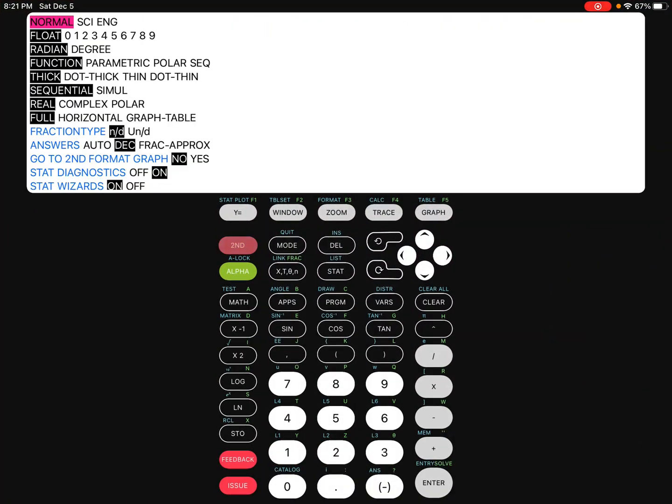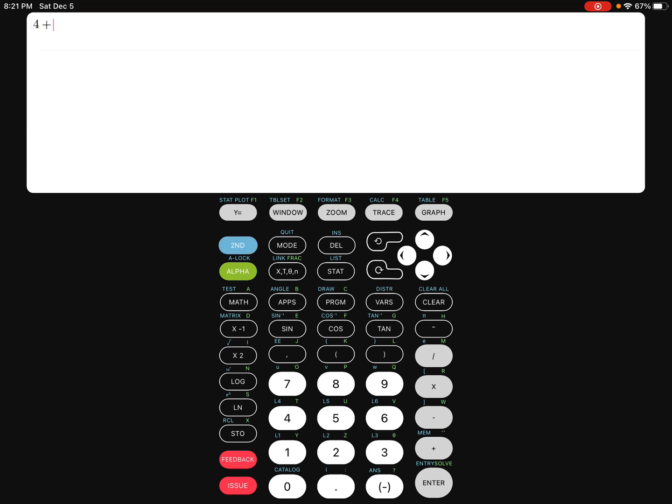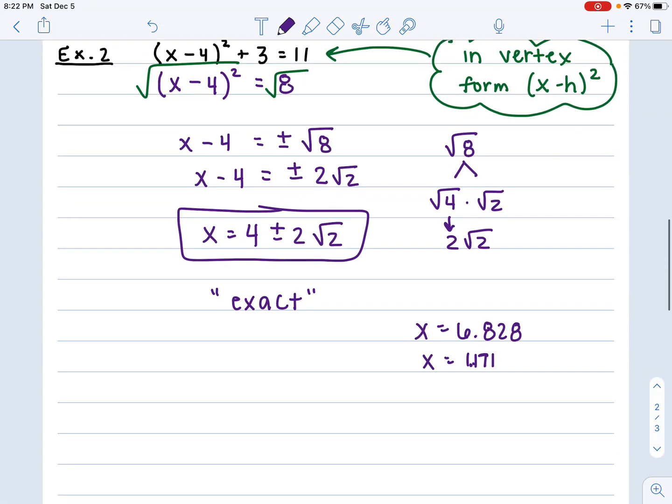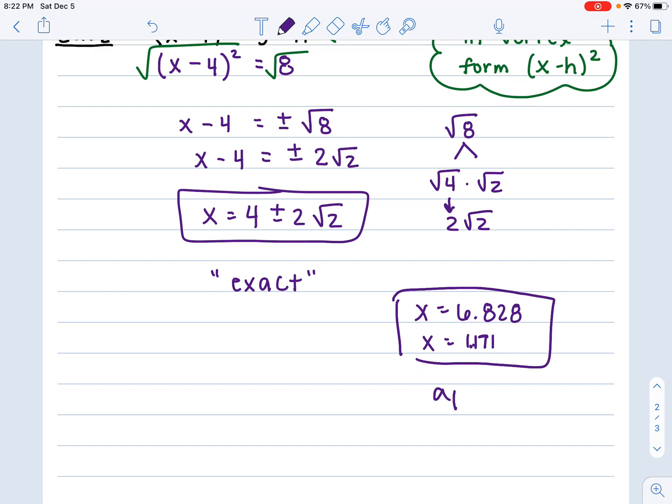In our calculator, we're just going to go to the home screen. I'm going to type in 4 plus 2 radical 2. That gives me 6.828. I'm going to type in 4 minus 2 radical 2, and that gives me 1.171. So I can write in those approximate answers there. And that is what we would consider the approximate solutions.